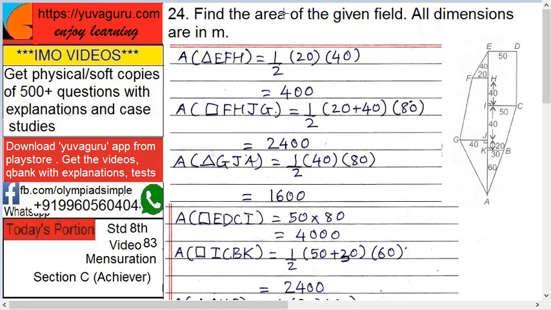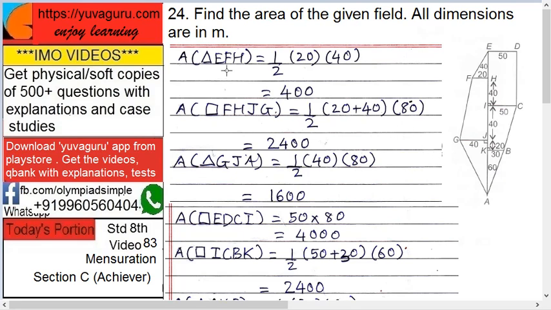Next, find the area of the given field. This is the given field, A, B, C, D, E, F, G. Okay, this is the total given field. You have to find the area. See, your problem is easy but lengthy, so you'll have to find each separate area.